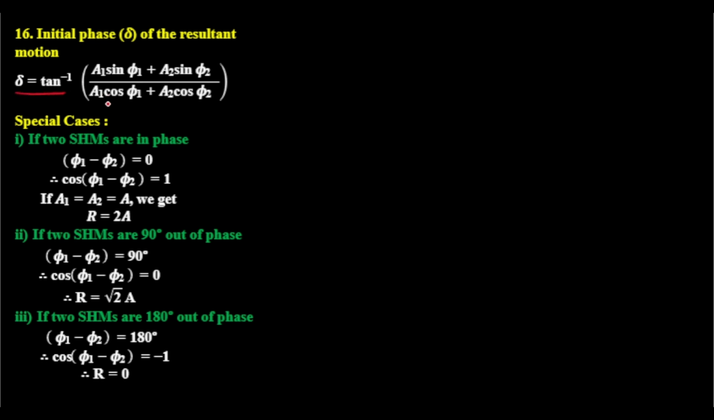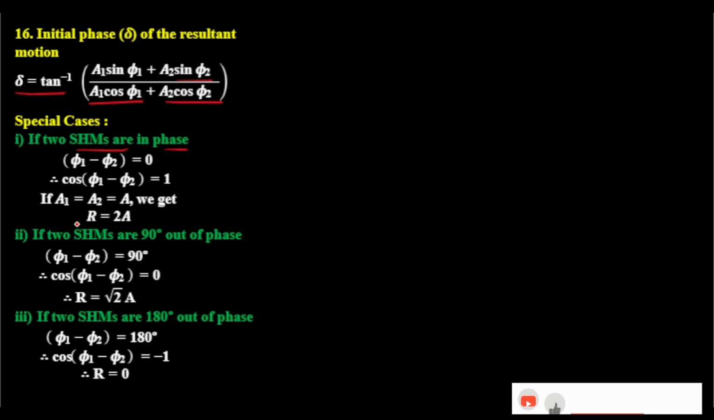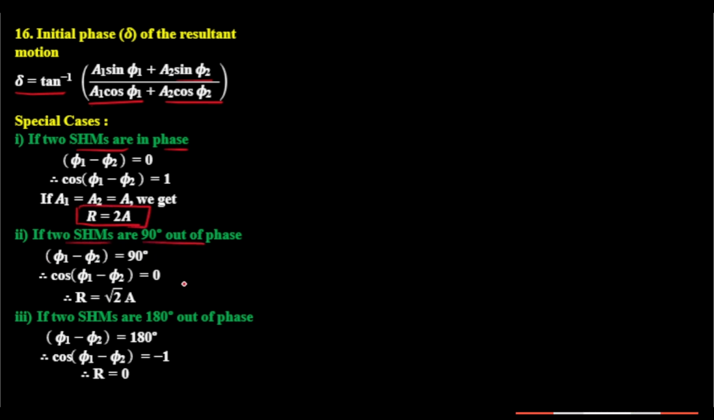Delta is equal to tan inverse of (A1 sin phi plus A2 sin phi) divided by (A1 cos phi plus A2 cos phi). Special cases: if two SHMs are in phase, phi 1 minus phi 2 is equal to 0, so cos phi is 1. So if A1 is equal to A2 is equal to A, we get R is equal to 2 times A. If two SHMs are 90 degrees out of phase, cos phi is 0. So R is equal to root 2 A. If two SHMs are 180 degrees out of phase, phi 1 minus phi 2 is 180 degrees, cos phi is minus 1, R is equal to 0.